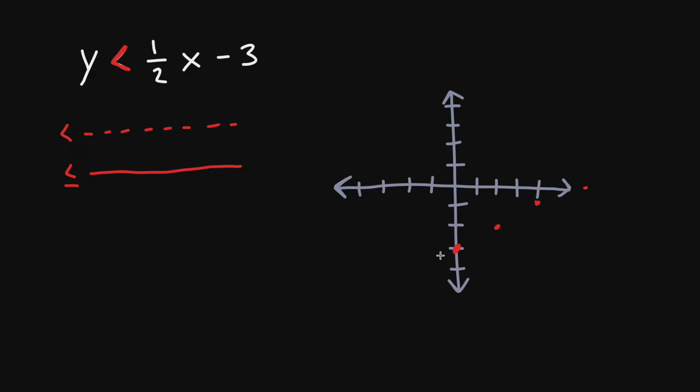So when you connect these dots to make your line, you're going to use some dashes. Make it a dotted line.